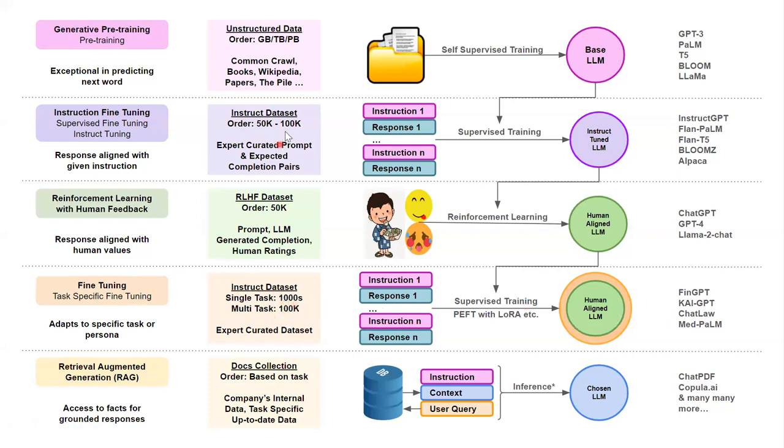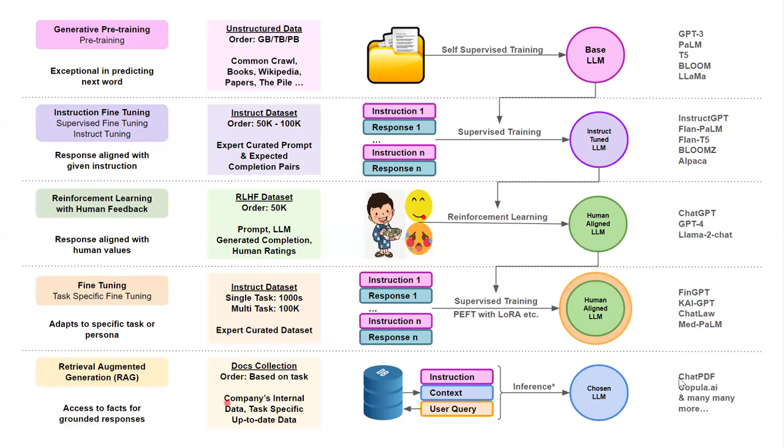But for multitask, we still need the same order, which is 100,000 samples. This is also going to be supervised training, but it is different from the previous supervised training because we usually do not want to change the parameters of the human aligned LLM. Rather, we want to add new parameters and then train or adjust those parameters. So that's where PEFT comes into the picture. But some companies might also go ahead and do a full fine tuning, where even the parameters of the human aligned LLM will get changed during the training process. Now, some examples are FinGPT, ChatLaw, MedPalm, and so on.